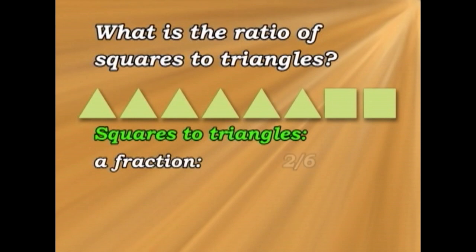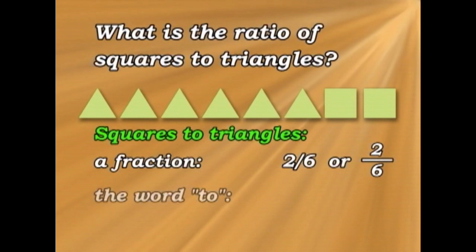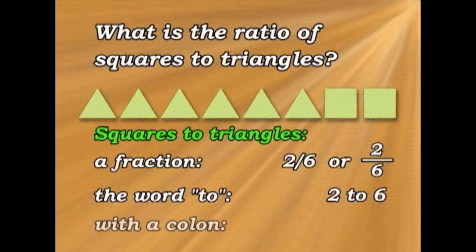We can write 2 and then 6 with a dash in between, or we can write 2 over 6. We can use the word to, so we can write the ratio of squares to triangles is 2 to 6. And we can also use a colon like this, 2 colon 6.